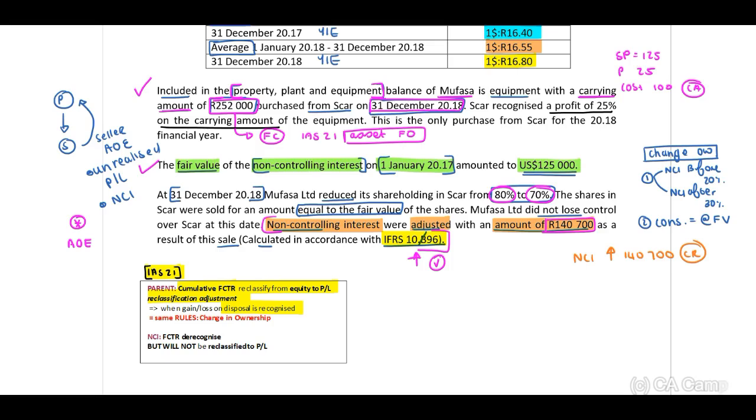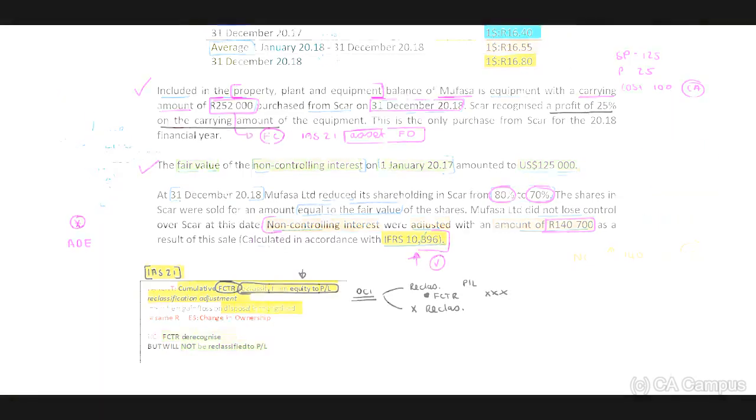In terms of your NCI, when the FCTR should be derecognized, you will not reclassify this to profit or loss. Therefore, when you think about this, in your disclosure of your OCI, you will have 2 sections. You will have a section where we reclassify to profit or loss and where we have not reclassified. Therefore, your FCTR amounts you will include in the reclassification section. Right, therefore, we need to determine what is the cumulative FCTR, and we will have to reclassify this from equity to profit or loss on date of disposal.